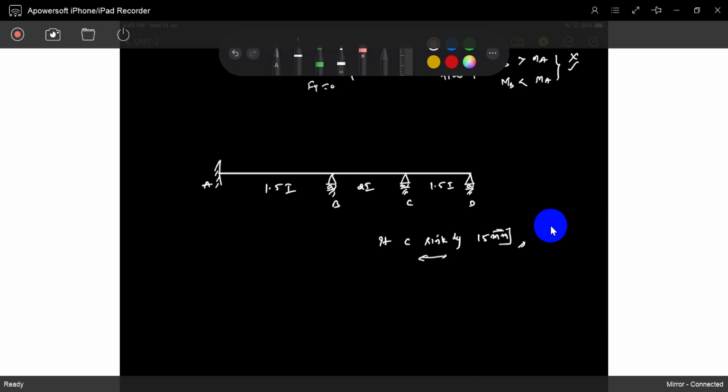Okay. And he gave that EI is 9,000 kilonewton meter square.